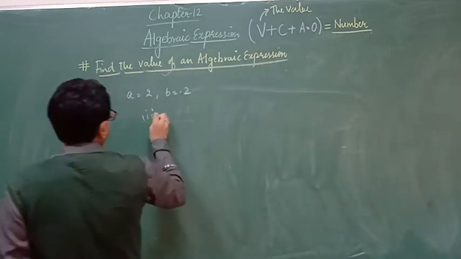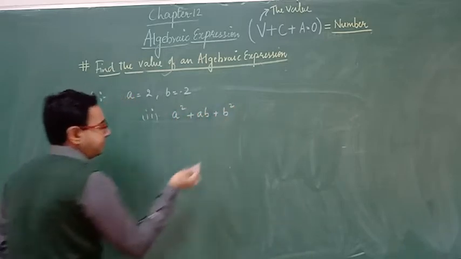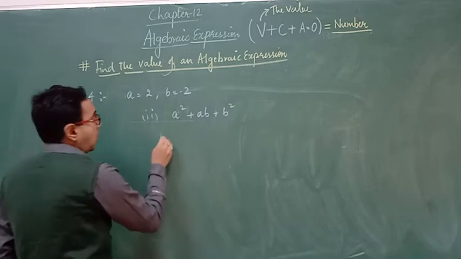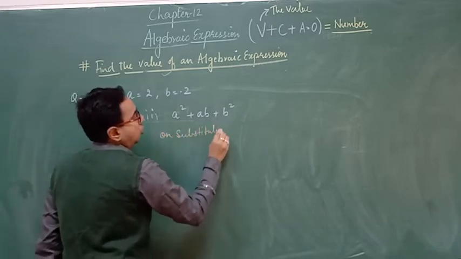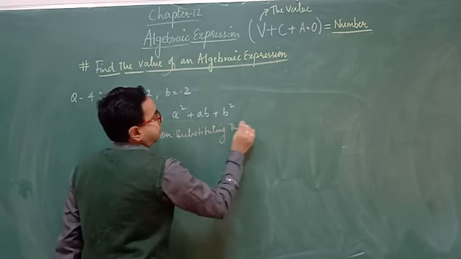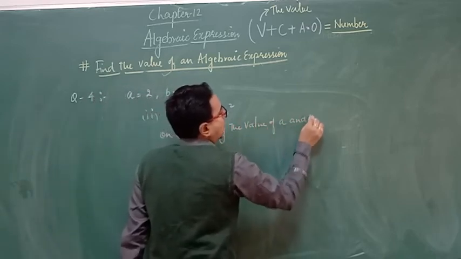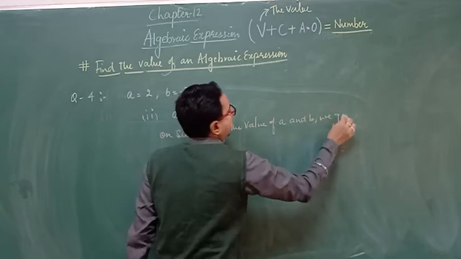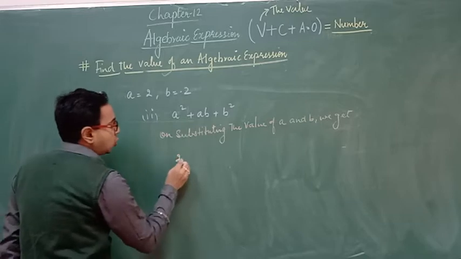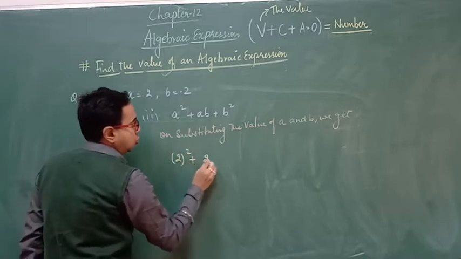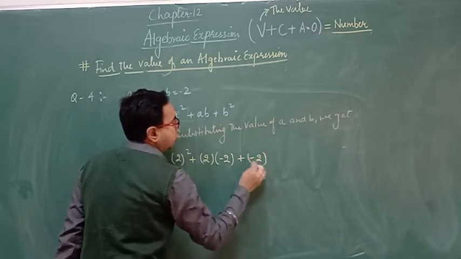That is a square plus ab plus b square. Again, this rule is very simple. On substituting the values of a and b, we get, because we have two variables, we have to do it accordingly. So it's 2 square plus 2 into minus 2 plus minus 2 whole square.